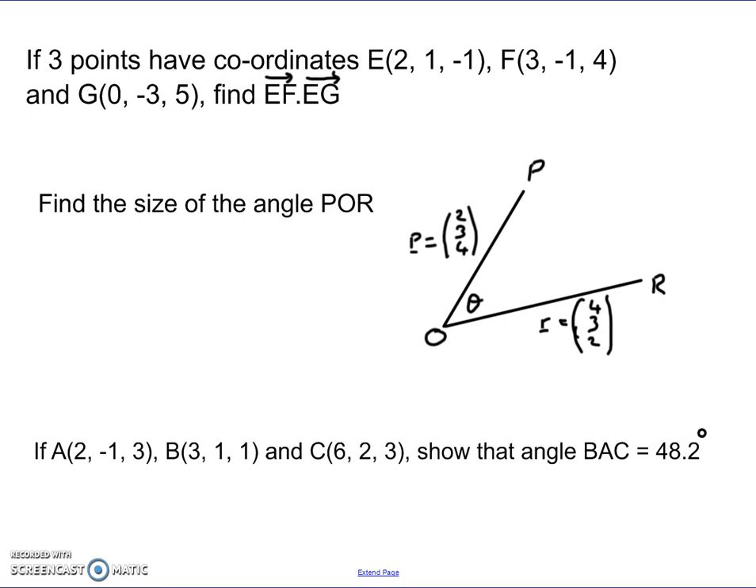And then the last one, if I tell you 3 points, A, B and C at the coordinates there, I want you to show the angle BAC is equal to 48.2 degrees. So pause the video and have a crack at these questions.